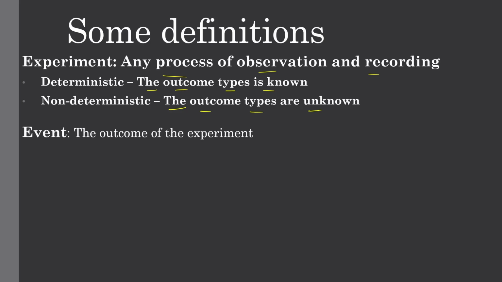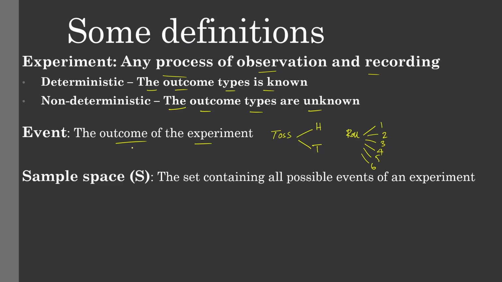Next is event. An event is simply the outcome of any experiment. The example is very simple. Suppose you are tossing a coin, there can be two outcomes, heads or tails. Another example is rolling a dice, where there can be six outcomes. So every experiment will have one or more outcomes.